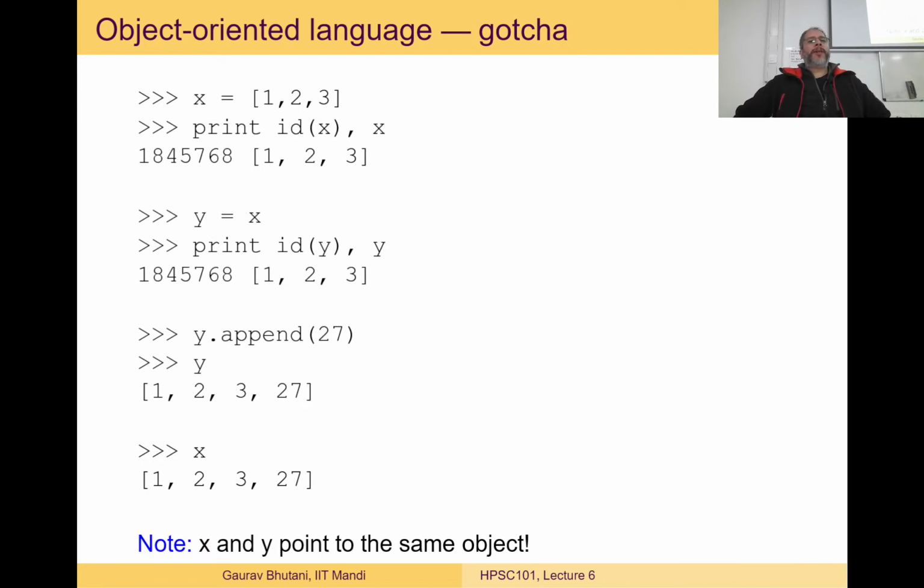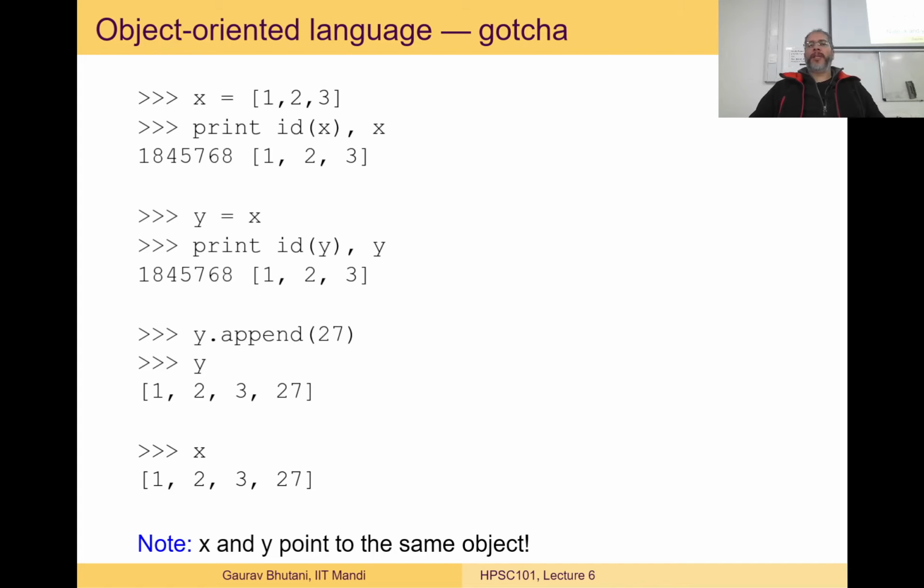So let's say we say x equal to [1, 2, 3] like this, and then I print id of x and the value of x, and now I say y equal to x. I mean, you may want to do that. You may want to copy the value of x into another list y and play around with it. So I did y equal to x to create a copy of x, and then I changed y. I added something to y, 27, and now I print the value of y and x. They are both modified.